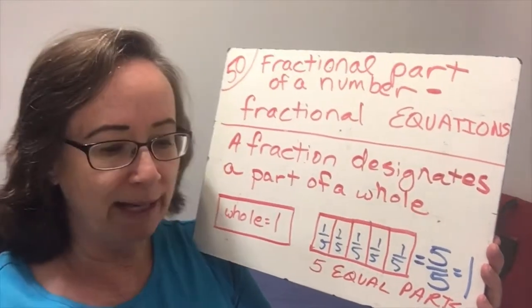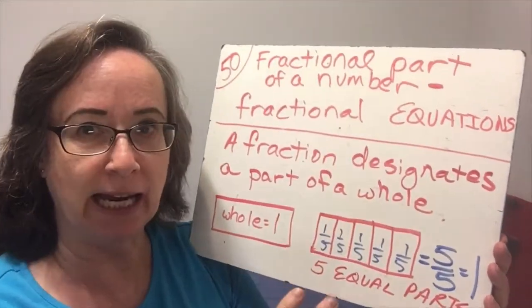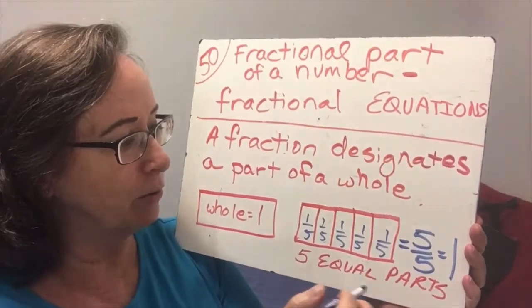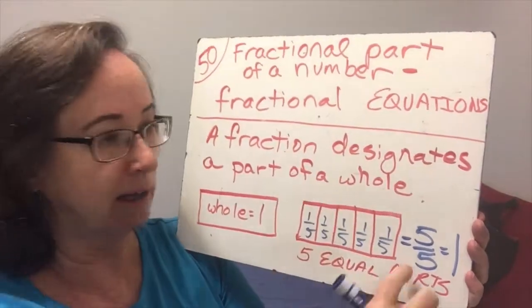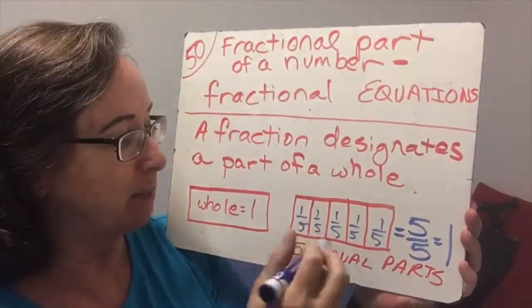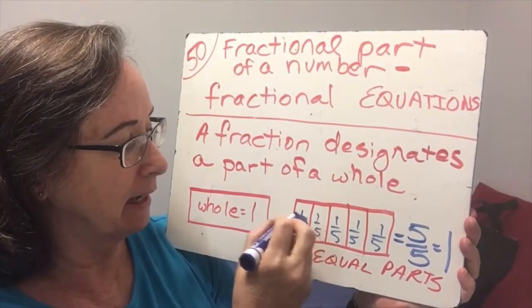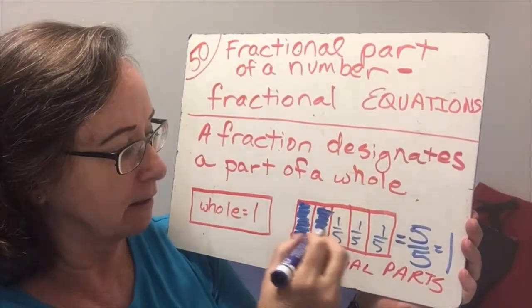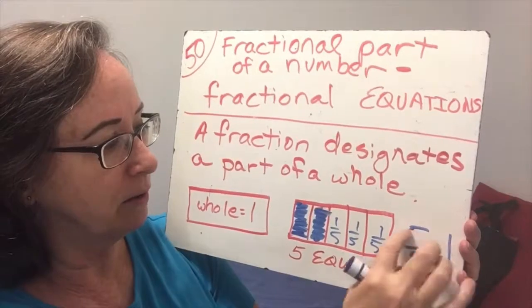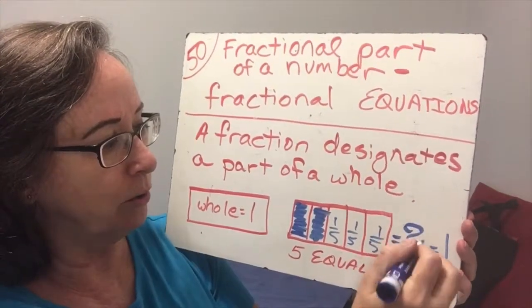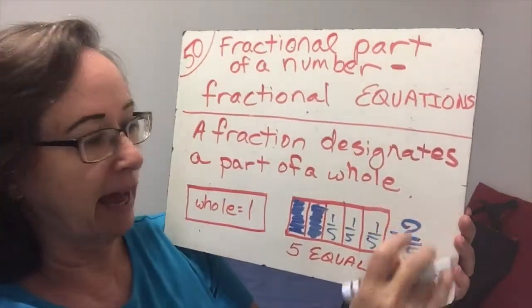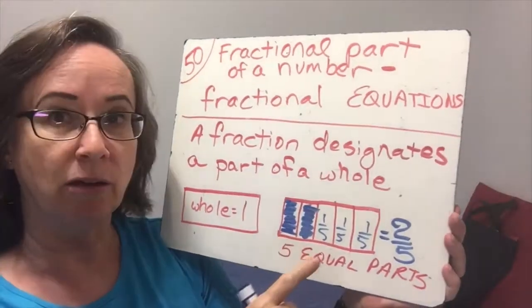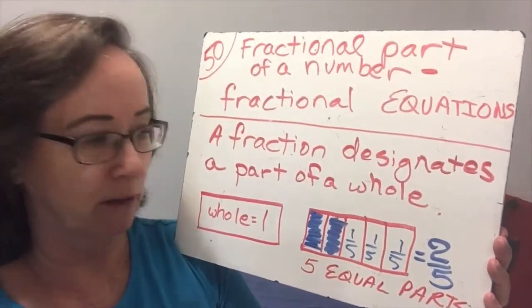But what if we did not want to shade the whole thing? If we shaded it all, it would be 5/5. But suppose we only shaded two parts. So now we're shading two parts out of five. So we shaded 2/5 of the whole.